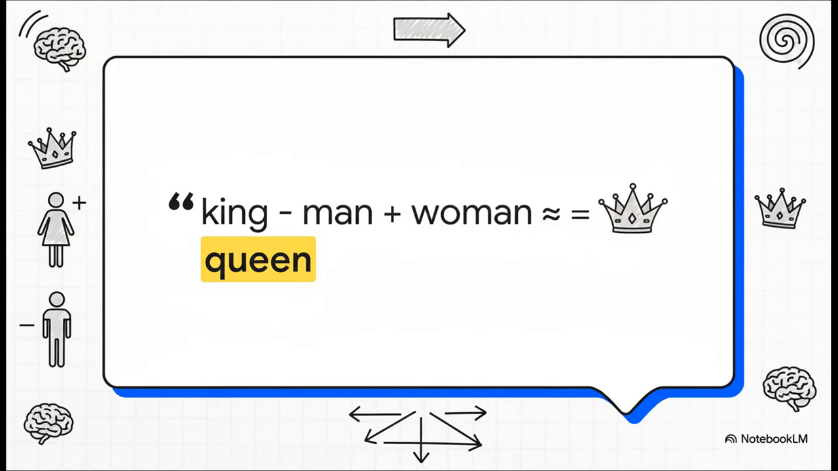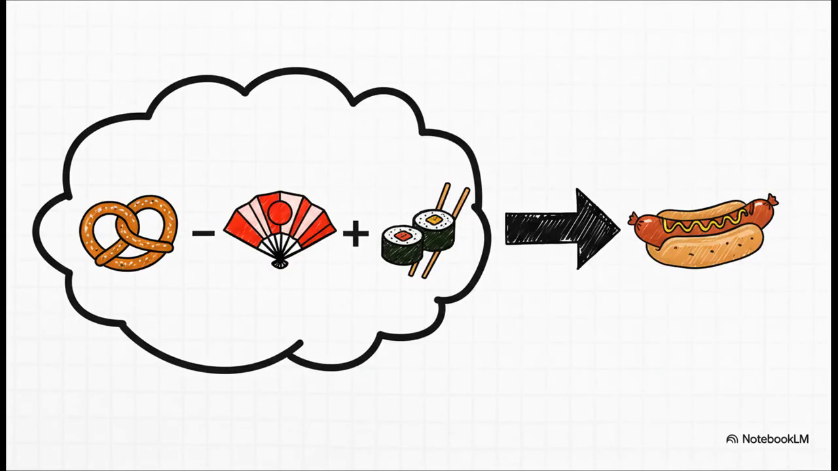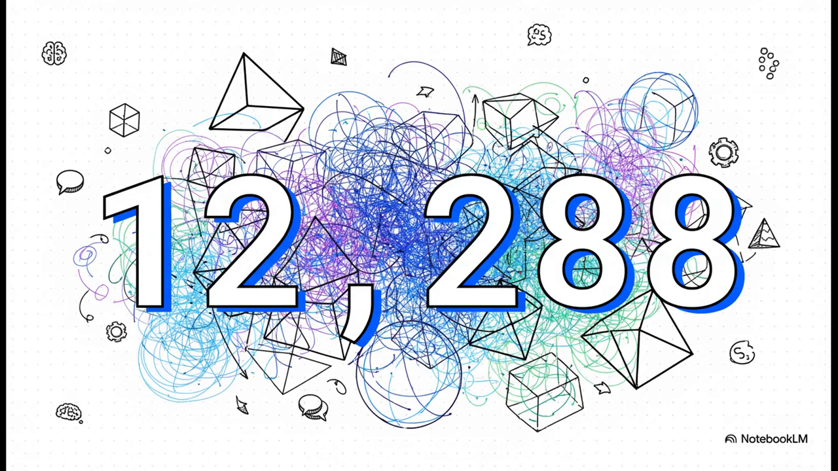It's incredible. And it's not just about royalty either. The model figures out all sorts of these abstract relationships on its own. Look at this. Italy minus Germany plus Hitler gets you close to Mussolini. Or how about this one? Germany minus Japan plus sushi equals bratwurst. It's learning these incredibly complex concepts about nationality, history, and even food, all just by looking at the relationships between words. It is absolutely wild. So when I said this map of meaning was high-dimensional, I wasn't kidding.